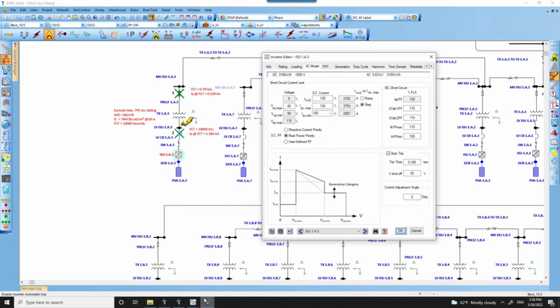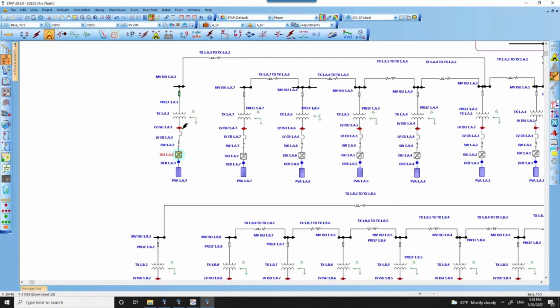We enabled the Autotrip feature, and we selected the voltage threshold below 50% of the inverter terminal voltage, which was determined by the short circuit study in ETAP. Upon selecting that equipment, showing that the inverter would shut off below the threshold voltage, the incident energy was reduced from a very large number to 62 calories per centimeter square.